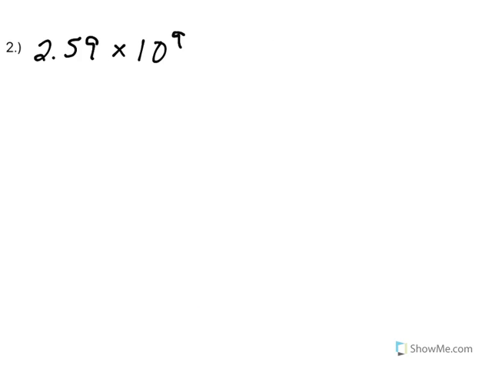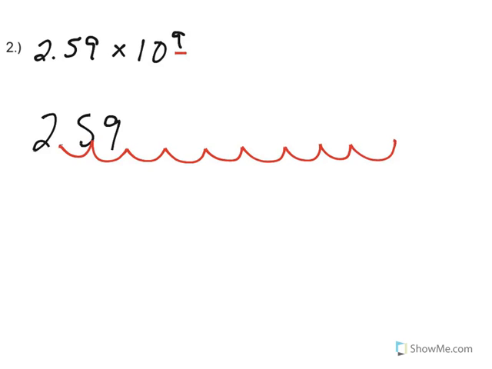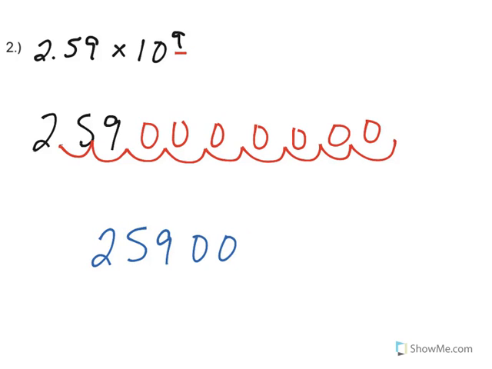2.59 times 10 to the 9th. Okay, so now I start with 2.59. I'm going to go to the right 9 places. 1, 2, 3, 4, 5, 6, 7, 8, 9. So I'm going to fill in with 7 zeros. So 2.59 and 7 zeros, and there is my final answer. And you don't have to put the commas there. You can count in your head, out loud, on your fingers, use your toes, neighbor's toes, whatever.